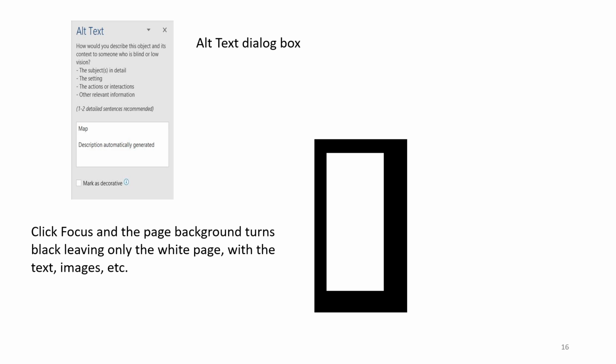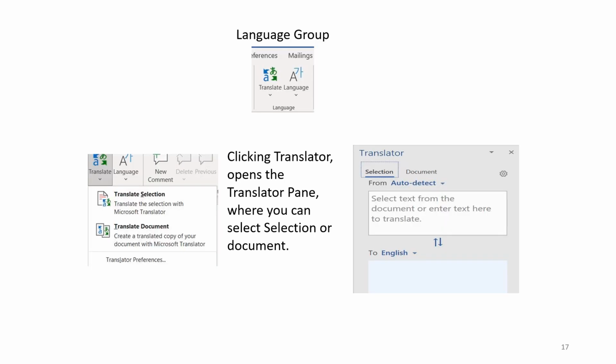Alternative text dialog box. Click Focus and the page background turns black, leaving only the white page with the text, images, etc. Language group. Clicking Translator opens the Translator pane, where you can select Selection or Document.